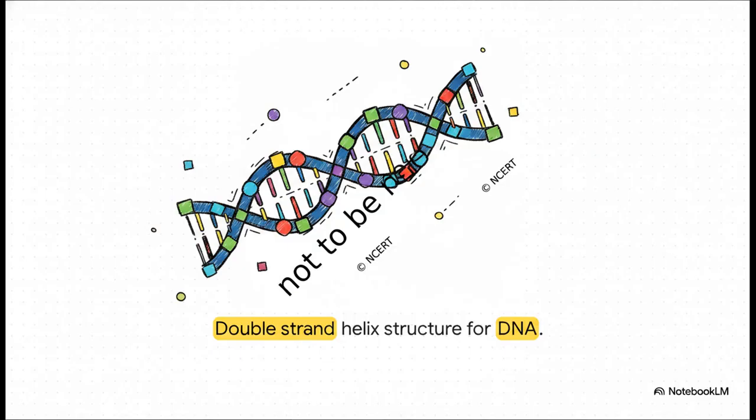Back in 1953, James Watson and Francis Crick proposed the now iconic double-strand helix structure for DNA. It's this elegantly simple model that resembles a gently twisted ladder. The rails of the ladder are made of alternating sugar and phosphate units, and the rungs, those are the pairs of bases. Because of their specific chemical shapes, these two strands are perfectly complementary. Adenine always, and I mean always, forms hydrogen bonds specifically with thymine, and cytosine always bonds with guanine.